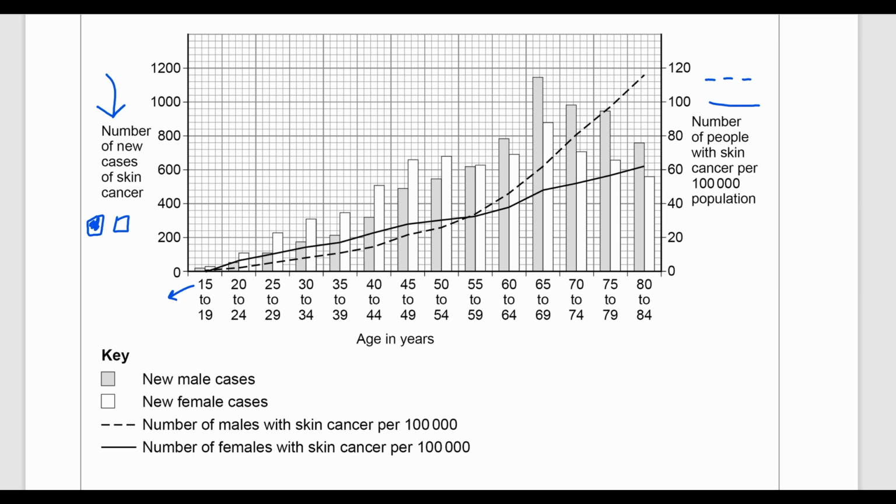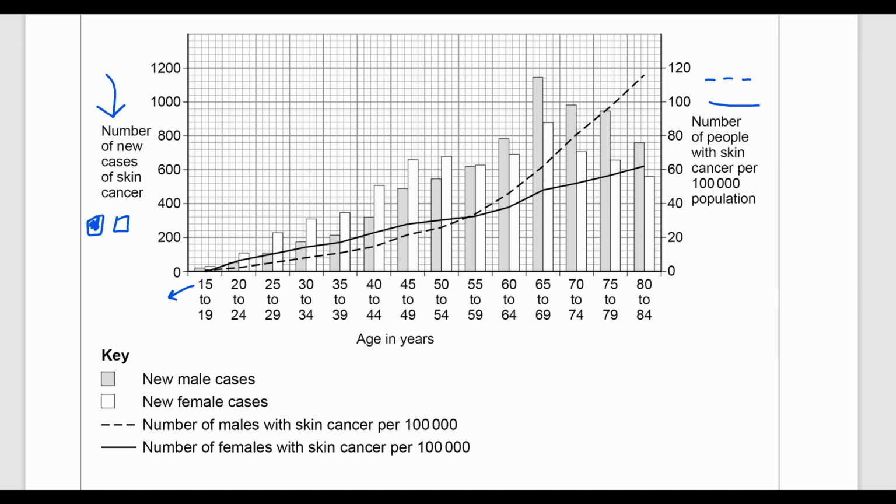So let's look at the trends first. So how does the pattern change as the years increase? Well, from 15 to 19 and going on, there's an increase in both males and females up until 65 to 69. After that, there is then a decrease. So that could be one thing that we can say.